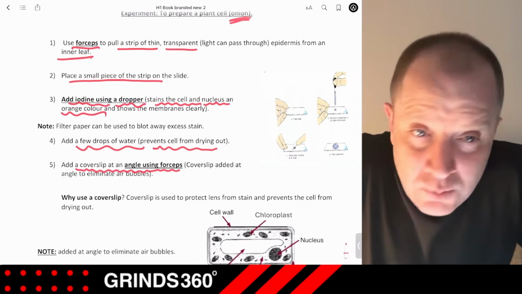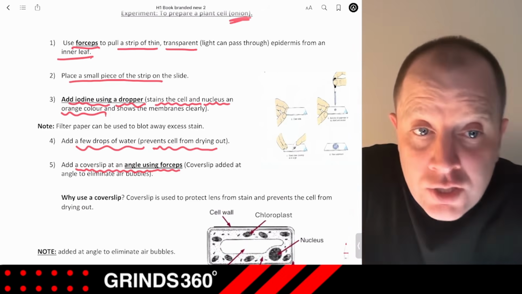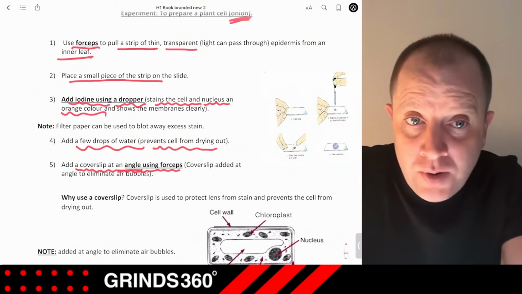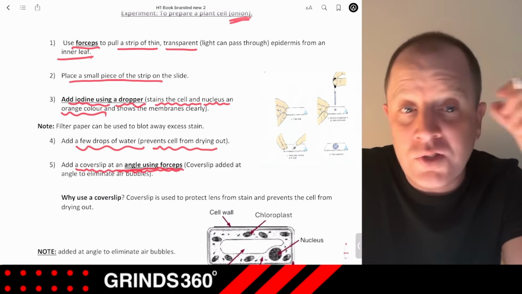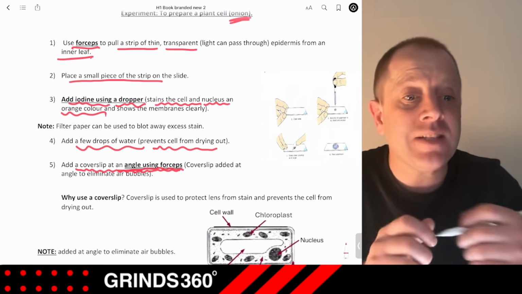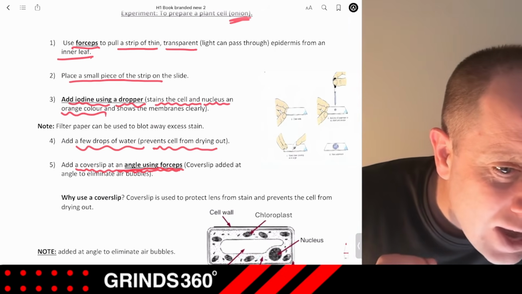Now, once this was asked and it was worth 6 marks. How did you add a cover slip? And if you said at an angle, you only got 3 marks out of 6. At an angle, using forceps, or using a pencil, or using a needle, mounted needle. Now, can anybody tell me, why do we add a cover slip? Can anybody tell me that? Why do we add a cover slip?